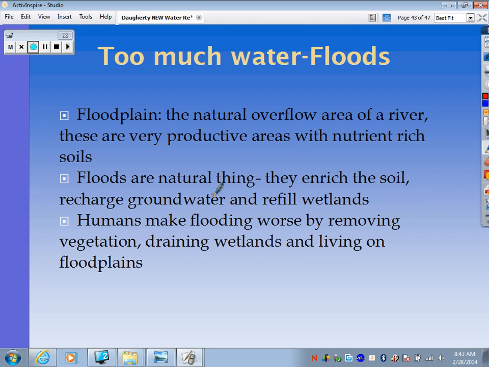Floods are a natural thing. They enrich the soil, they recharge groundwater, and they refill wetlands. So, historically, flooding has been a good thing. People just knew not to build homes and stuff in a flood area, or else they're going to have to deal with that. It says humans make flooding worse by removing vegetation, draining wetlands, and living in floodplains. They just kind of set themselves up for a bad situation there.